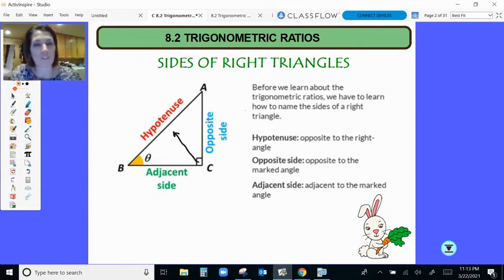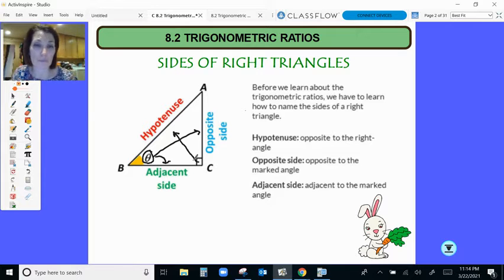And then whatever angle we're dealing with, if this is my angle, sometimes called theta here, we're always talking about whatever side is in relationship to my angle. And so this is called my opposite side, and this is called my adjacent side. Adjacent means right next to. And of course, my hypotenuse is the side opposite my right angle.